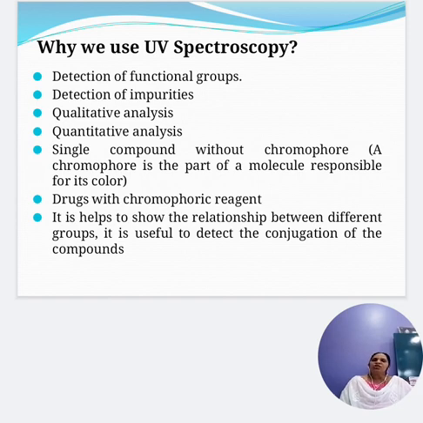It helps to show the relationship between different groups. It is useful to detect the conjugation of compounds. This is why we are using UV spectroscopy. For this reason, UV spectroscopy is widely used.